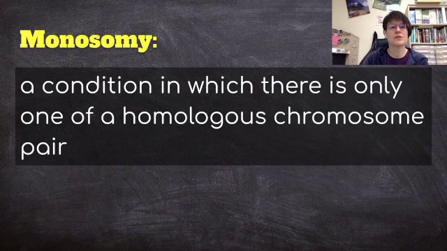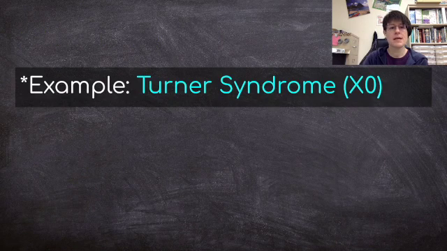There's also monosomy. This is a condition in which there is only one of a homologous pair, chromosome pair. And an example is Turner syndrome, XO, the O representing that there's no second sex chromosome. So this would be a female with one X chromosome and not two. And these individuals tend to be short in stature, not as developed, and they tend to be sterile. They also may have other deformities as well.